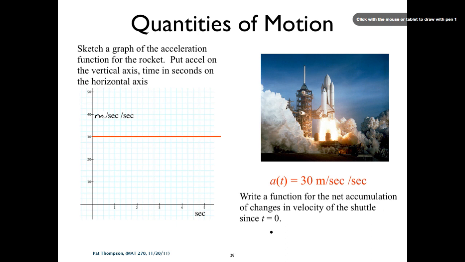Where's Daniel Wallace? Daniel? So if it's a function for the net accumulation of change in velocity, what kind of function is that? What's the quantity? Is that acceleration? We're accumulating changes in velocity. It's velocity, right? All right, so that would be writing a velocity function.